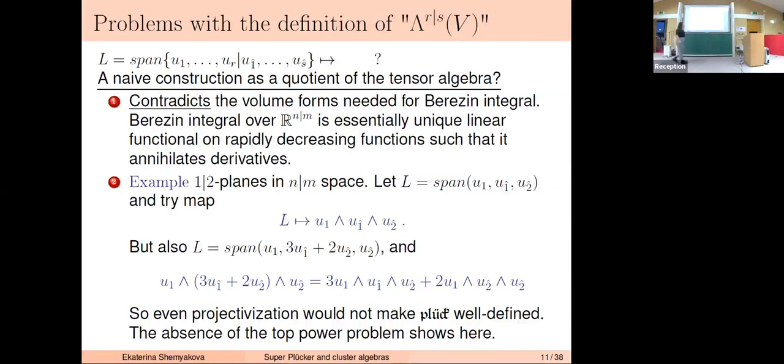But in the super situation, for odd vectors, anti-commutativity becomes commutativity in the normal sense. So squares are okay and higher terms are okay. And this is pretty much what people in that community call the absence of the top power problem, which manifests itself in different places. Because when you have odd and even, you have all this stuff. So you have this additional term, and you will not be able to define the map in this way.